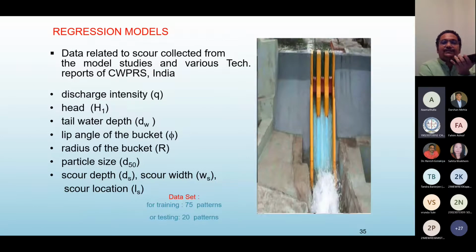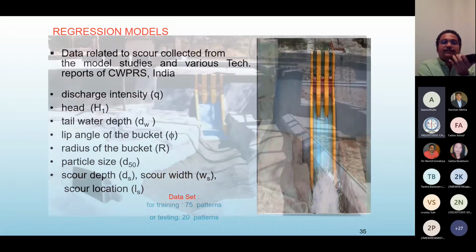Okay, here the regression models I developed initially, and also, as I told, I have conducted several model studies. These are my input parameters: discharge intensity, head, tailwater depth, lip angle of the bucket, radius of the bucket, and bed material. Mostly all other formulas give only depth of scour. But in my research at that time, I have provided scour width and location of scour, which you need as engineers if you want to propose any plunge pool. Okay, next please. So these are my inputs and outputs.